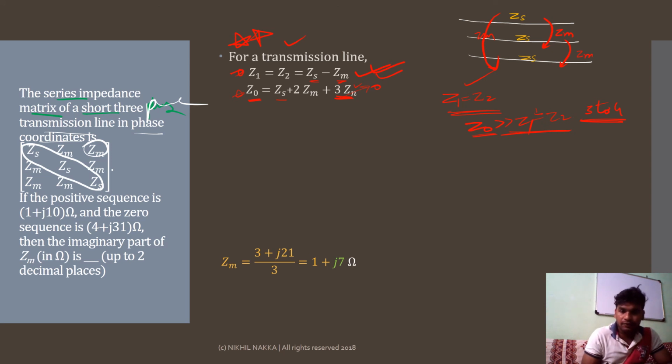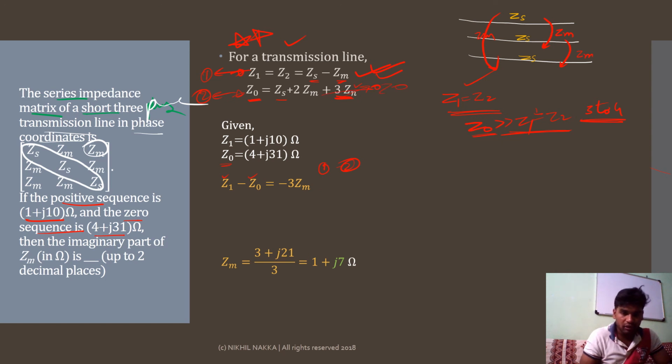So what do we do now? What else is given in this question? He has given the value of the positive sequence impedance, and the zero sequence impedance value is also given. Z1 is given and Z0 is given. Say this is equation 1 and this is equation 2. I just want to subtract: equation 1 minus equation 2, Z1 minus Z0. When I do this, ZS minus ZS cancels, and we get ZM minus 2ZM.